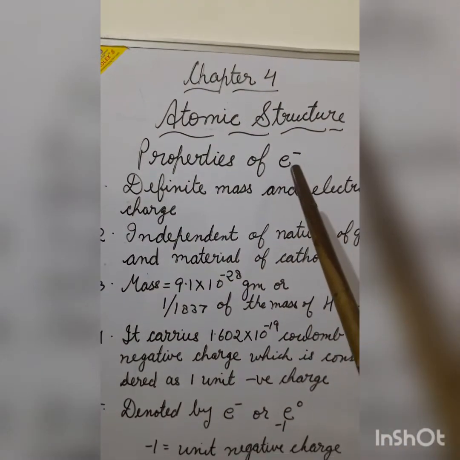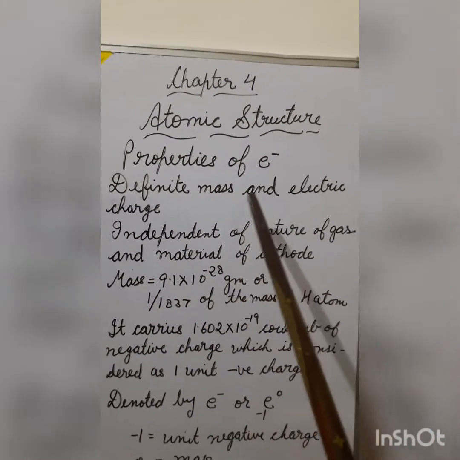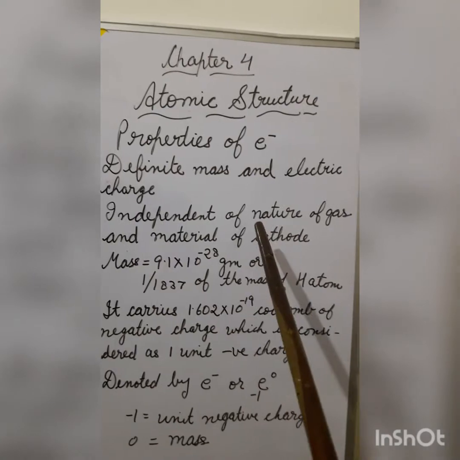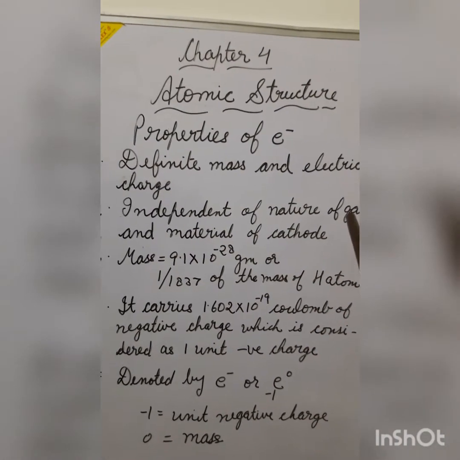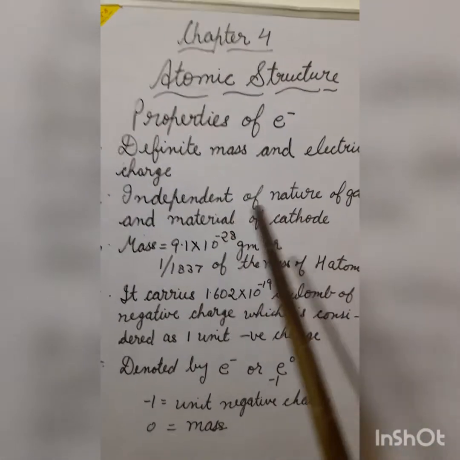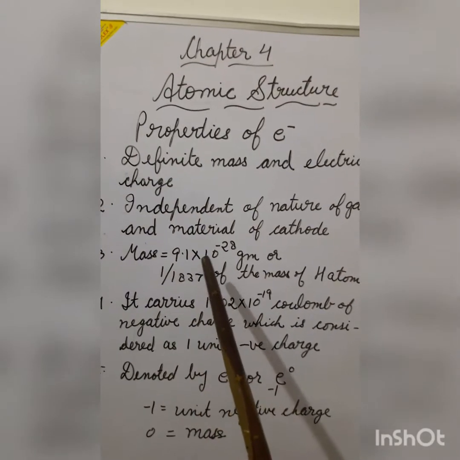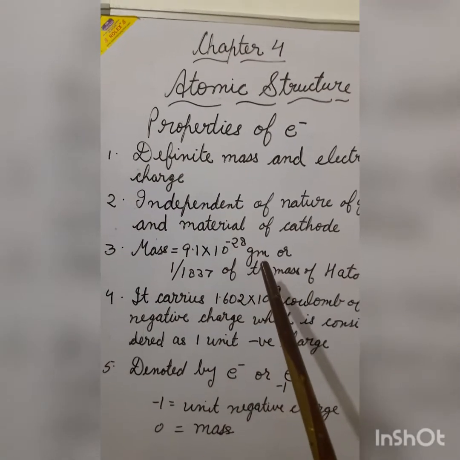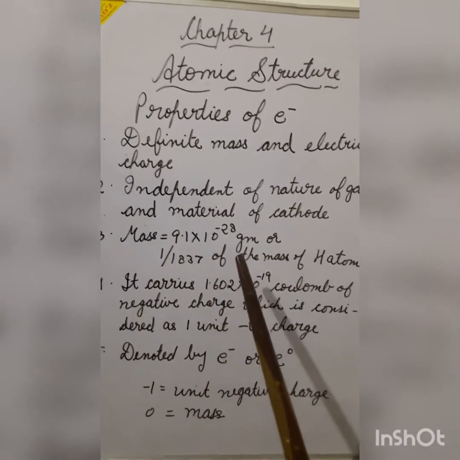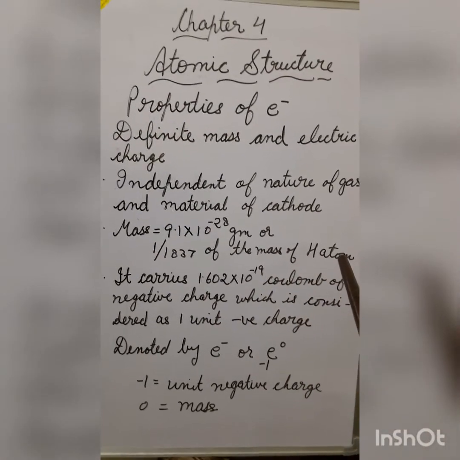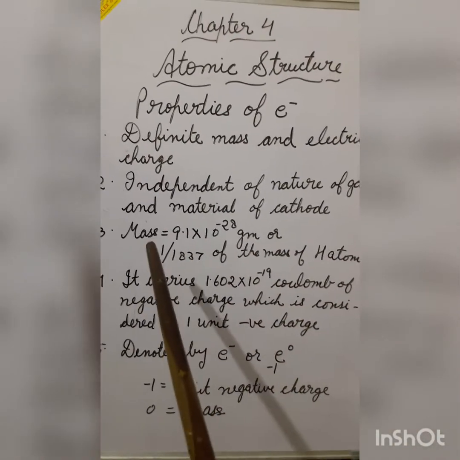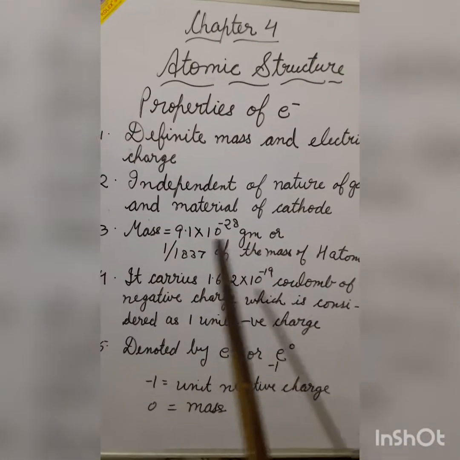Properties of electron. Electrons have a definite mass and electric charge. The nature of electron is independent of the nature of gas taken in the discharge tube and the material of the cathode used in the discharge tube. The mass of an electron is 9.1 × 10^-28 gram, or 1/1837th of the mass of a hydrogen atom, which is already the lightest element known. So that means the mass of electron is negligible.